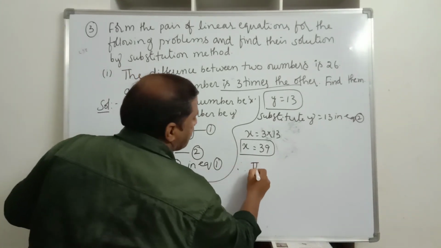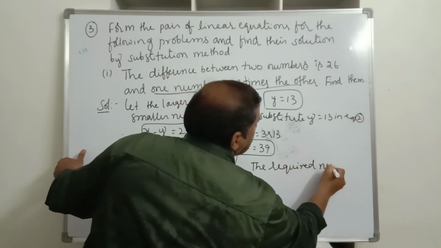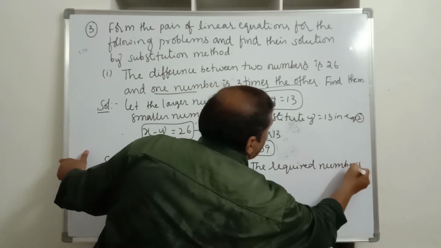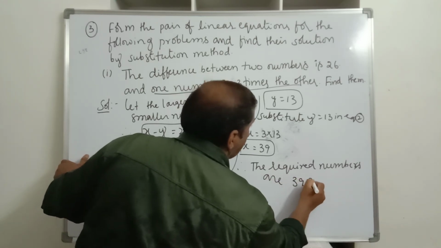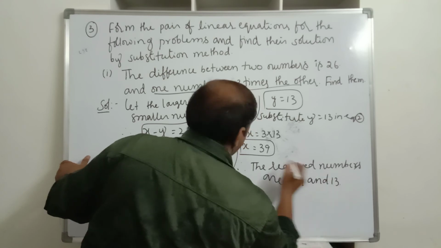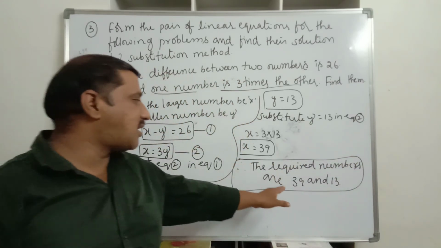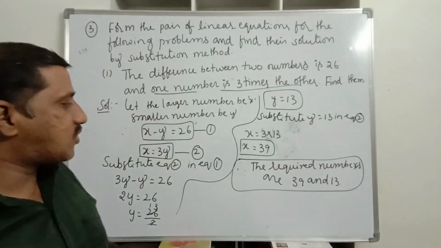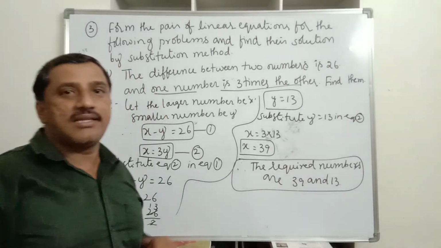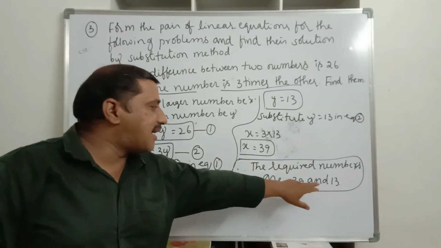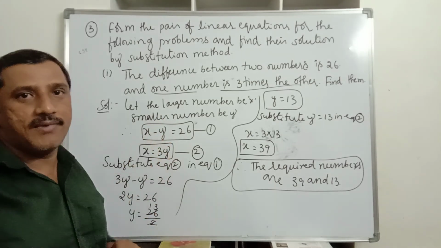Therefore the required numbers are 39 and 13. So we can verify whether it is right or wrong. The difference of these two numbers, 39 minus 13, is equal to 26. And 39 is 3 times 13. Therefore the greater number is 3 times the smaller number. I hope you understand how to solve this sum. Is it clear?